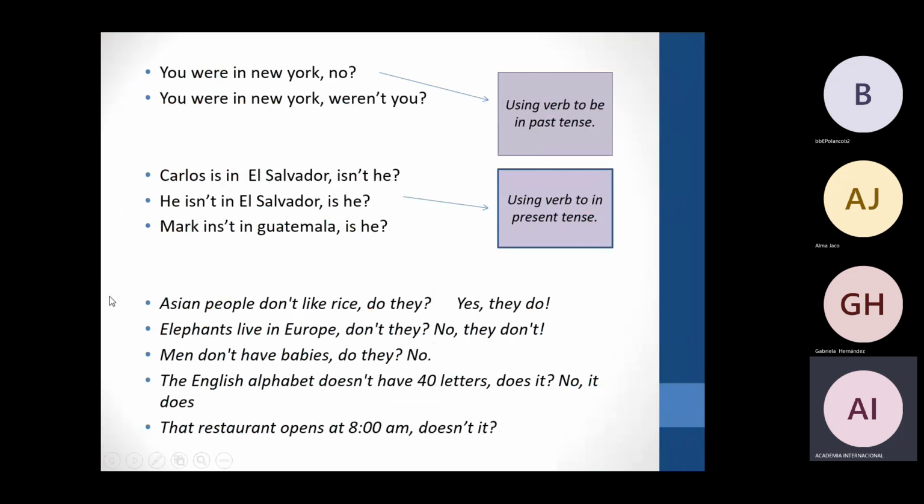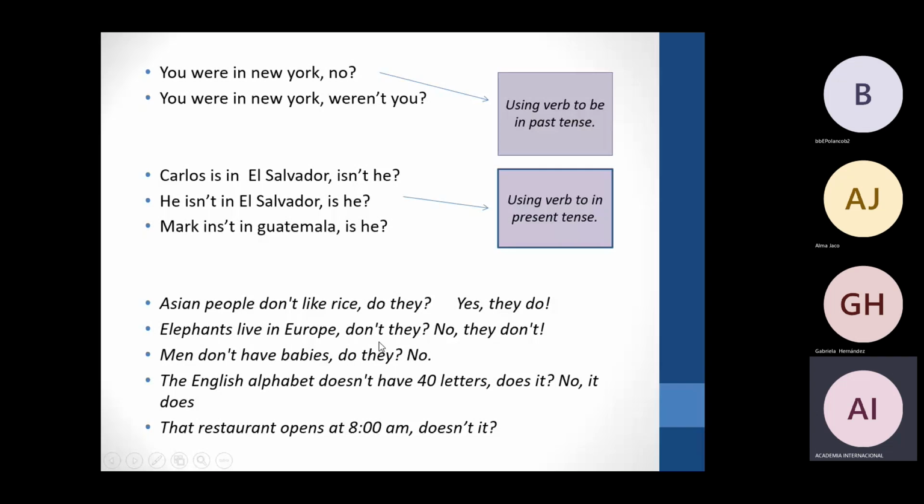Now, let's continue with this one. Asian people don't like rice, do they? Ah, bueno, es como está negativa, entonces al final va la afirmación. Do they? And I'm talking about them. Estoy hablando de ellos, people, right? Do they?